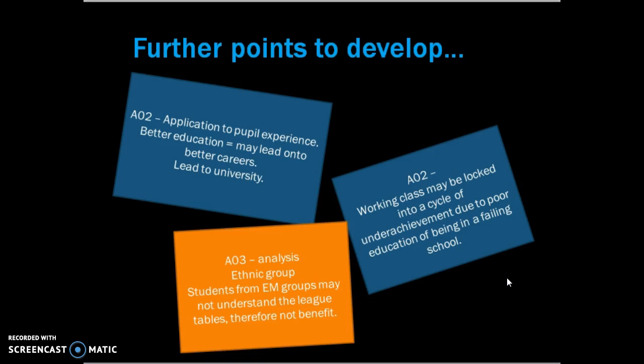Any more points? Application to pupils' experience could also mean better education, leading on to better careers, leading on to university, which are things that students did mention when I was marking. Working class might be locked into a cycle of underachievement due to being in a failing school, which is leading to poor educational experiences there. And also there was further analysis that you could have had to get further AO3, especially with league tables. Students from ethnic minority groups may not understand the league tables, therefore they're not going to benefit from it.